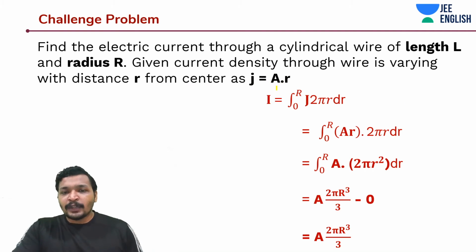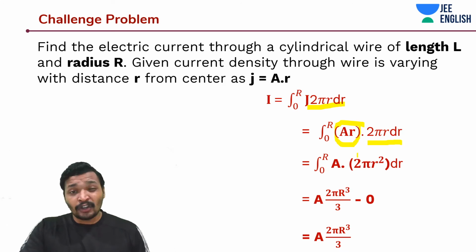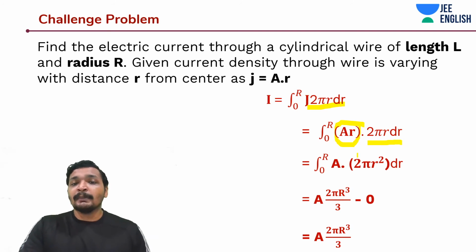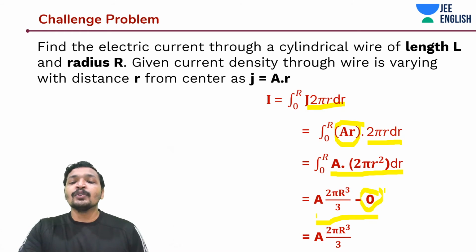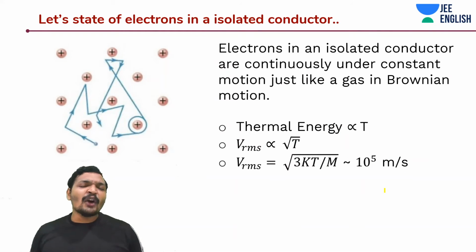So this is just working out how we did it before. Basically I took the elemental area 2 pi r dr, because all along r the current density is constant, and then 2 pi r dr into ar, because the current density is varying with radius. So I multiplied them, or took a dot product. In this case, they are perpendicular, that's what I'm assuming. And then it's a into 2 pi r square dr. If you integrate it from 0 to r, you get 2 pi r cube by 3, and you do it from r to 0. That's why there is a 0 over here. It's a into 2 pi r cube by 3. Simple, isn't it?